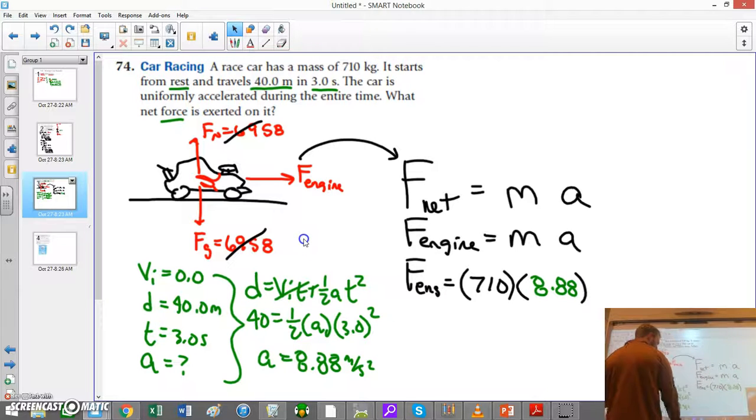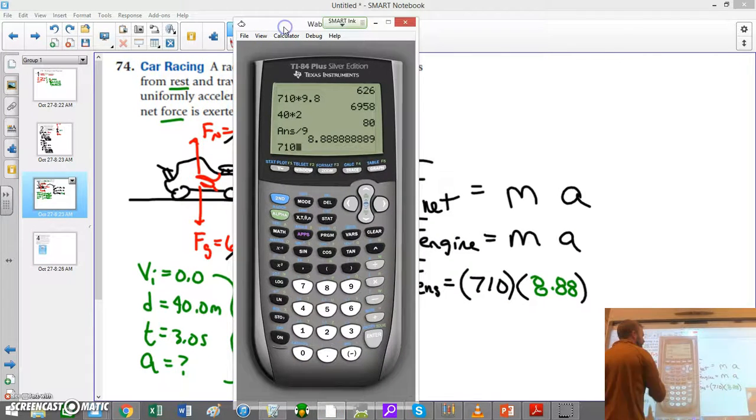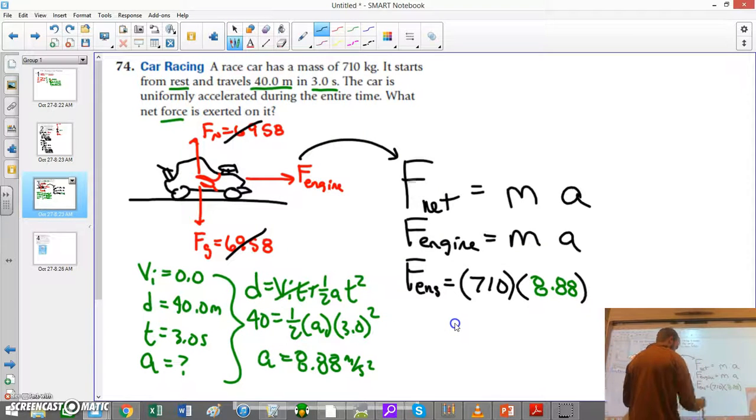So to figure out the force of my engine, I just multiply that 710 times this number. And I get 6,300 newtons.